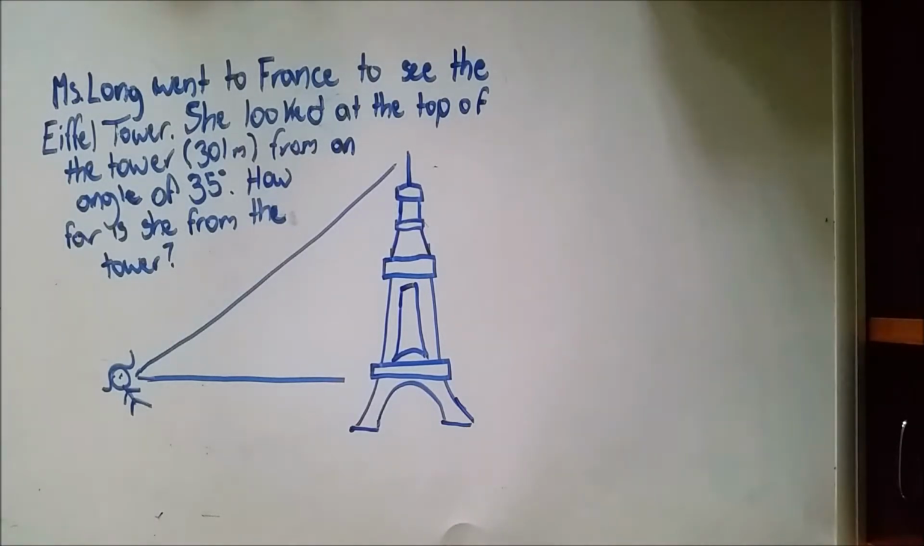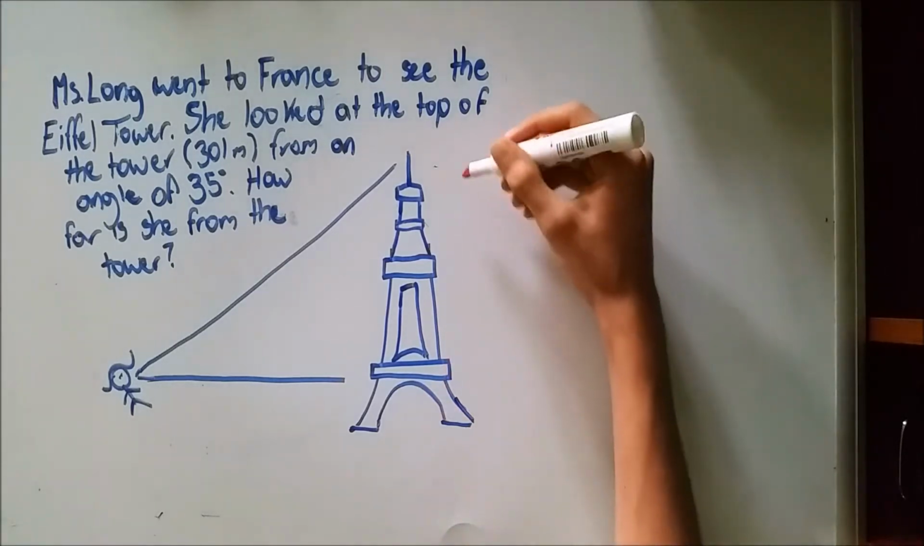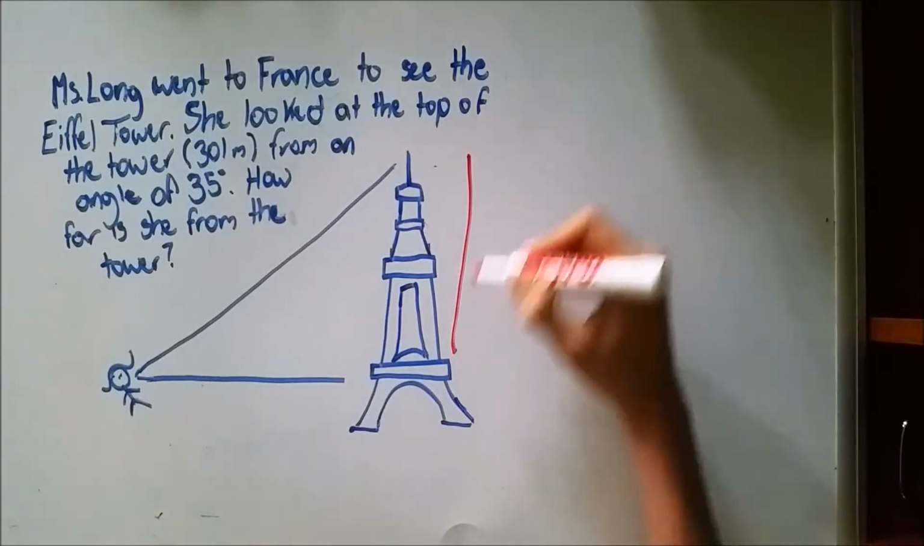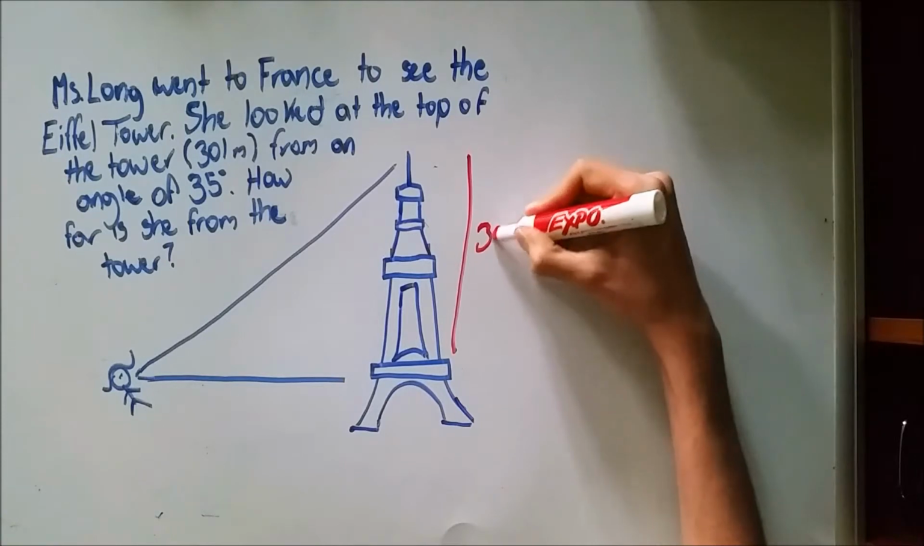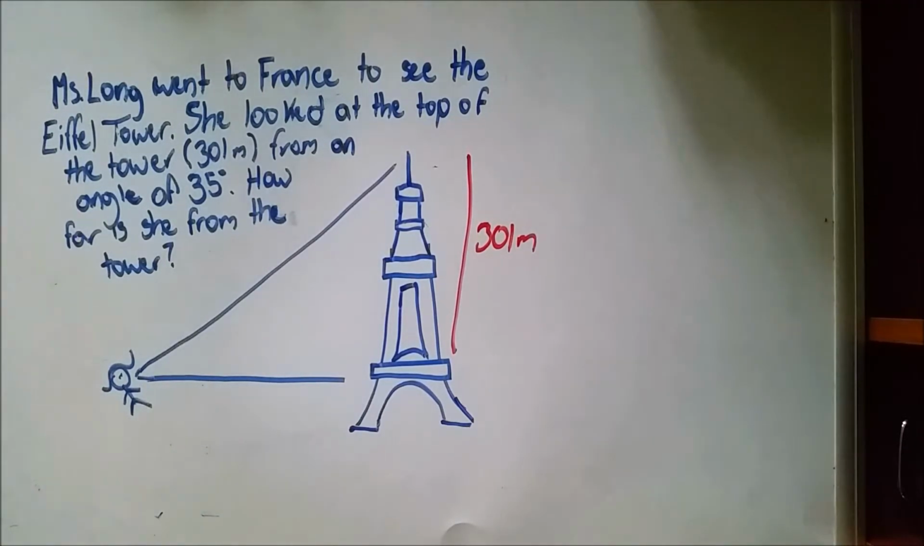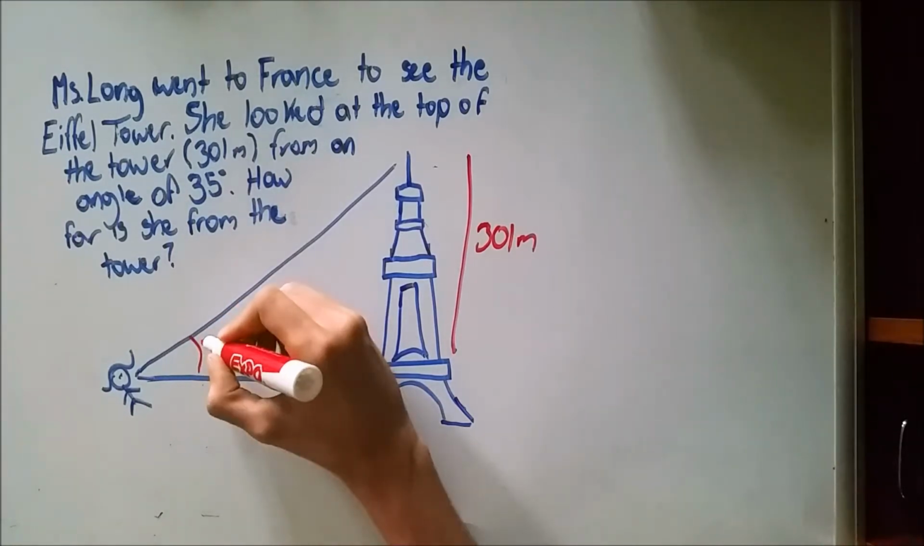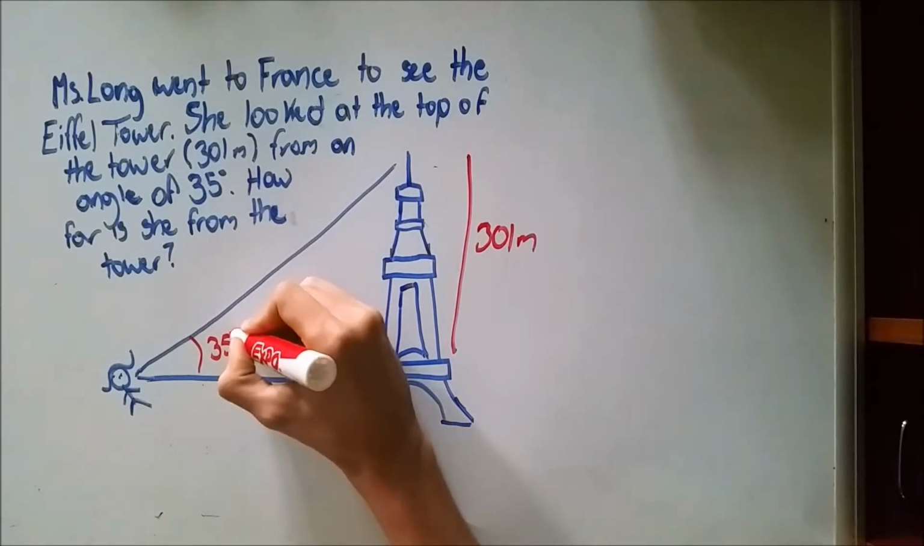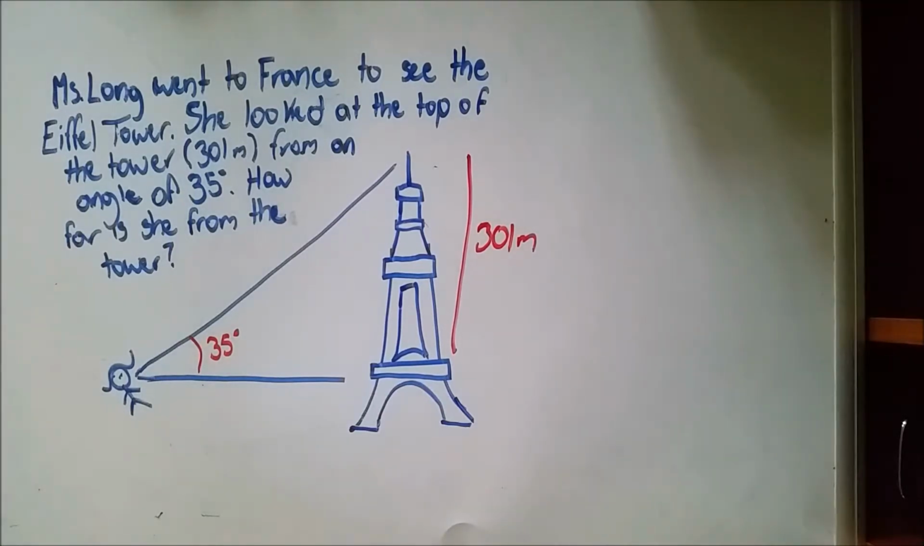Well, first we have to sketch our drawing. They tell us the tower is 301 meters tall, and that she's looking at the tip of the tower from an angle of 35. Now, this very closely resembles all the triangles that we've been working on, and in this case, we're looking for the distance. If you look closely, you can see that the variable x is the adjacent side of this triangle, so we only have to solve for that side of the triangle.